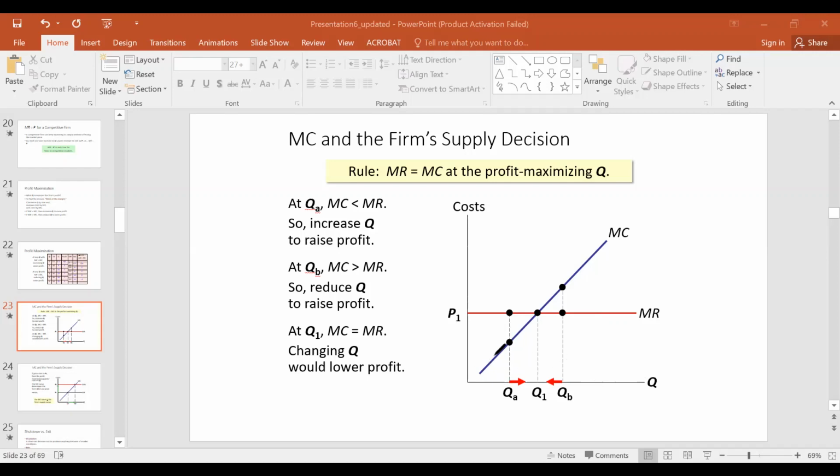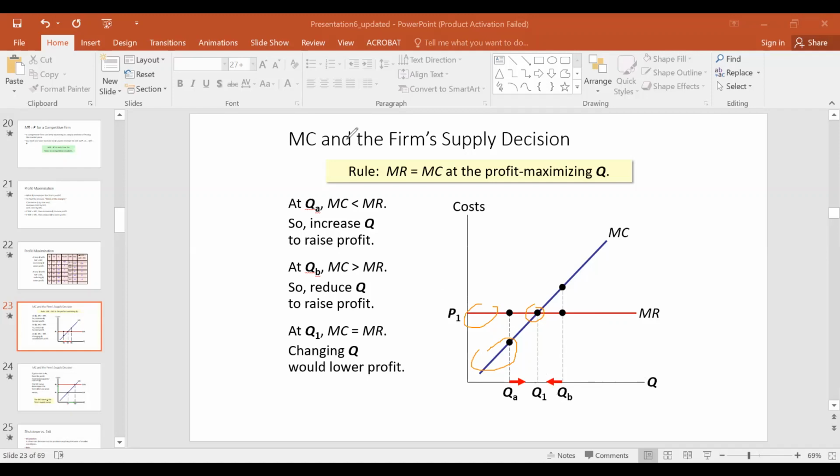If you are here also, the additional revenue, the red line, is bigger than additional cost. So please increase production until you get to Q1, the intersection where they are equal. Here you just produce Q1. There's no sign that you should increase or decrease. That's the place that maximizes your profit.